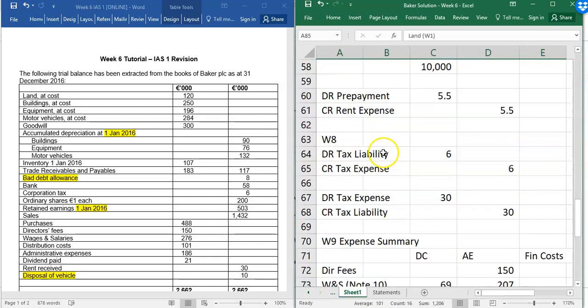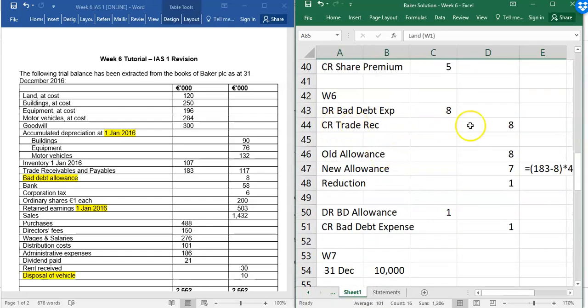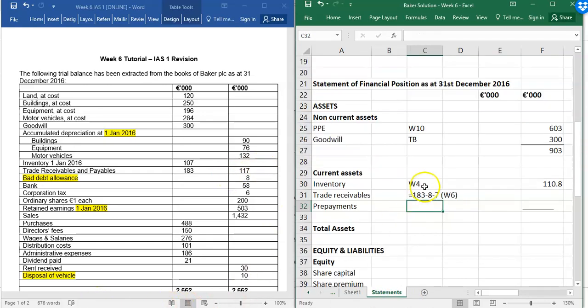We come to working 6. We credit a receivable 8, which is minus 8. And our allowance now, how you present it is your allowance is now gone from 8 to 7. So this figure is now 7 on the credit. We always present the bad debt allowance net of the receivables. So your trade receivable now is technically 175, and then you take off 7 for the bad debt provision. So that will be 175 minus 7, which is 168.